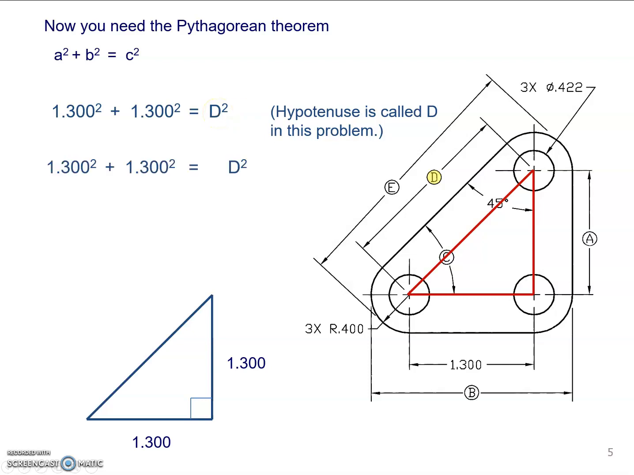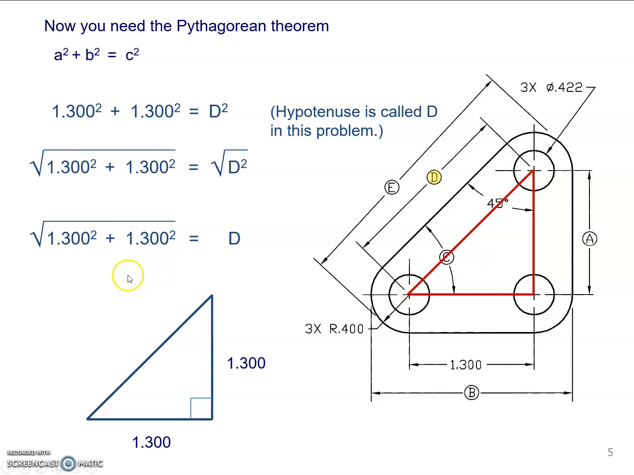Now, in any kind of arithmetic or math, as long as you do the same thing to both sides, they are still equal. So you could take the square root of one side and the square root of the other side, and they would still be equal. And what is the square root of d squared? The square root of d squared is d. So the length of distance d here is the square root of 1.3 squared plus 1.3 squared.